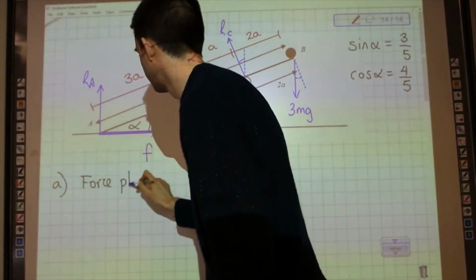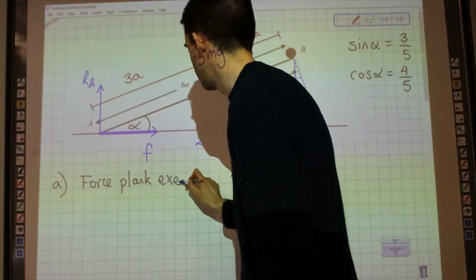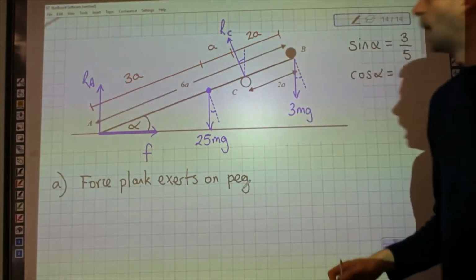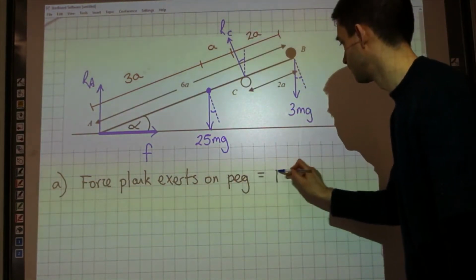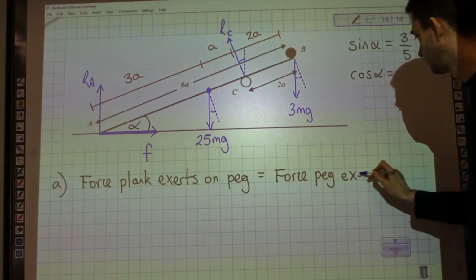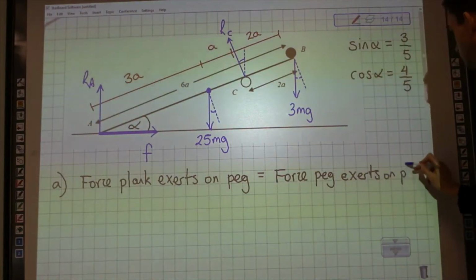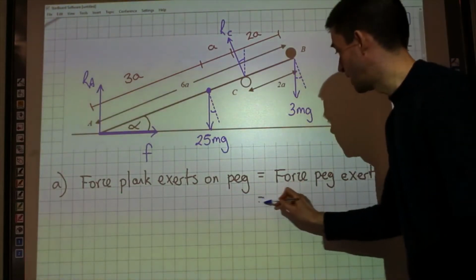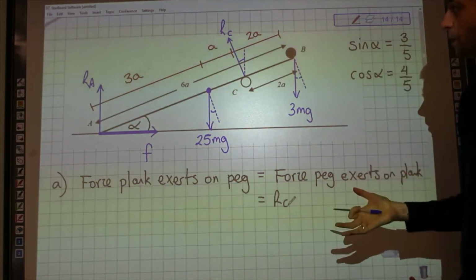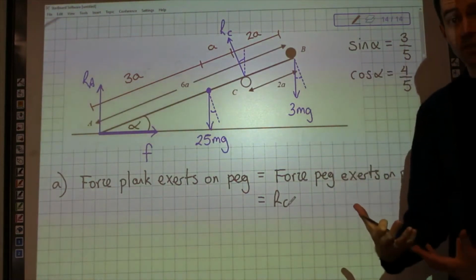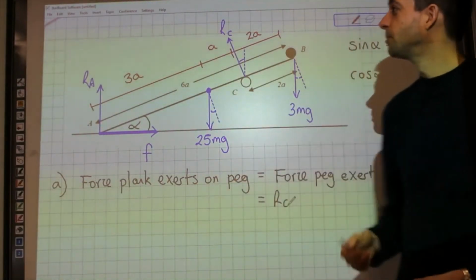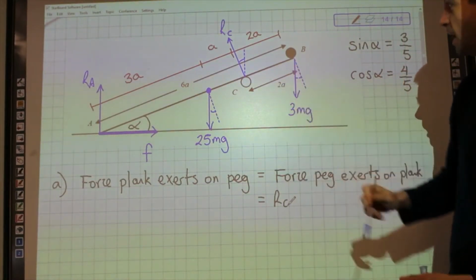So the force that the plank exerts on the peg will be the same as the force that the peg exerts on the plank. So what this is actually asking me to do is to find the reaction at C. Now, remember we've got 3 options of things we can do with these questions. We can resolve vertically, we can resolve horizontally, and we can do moments.